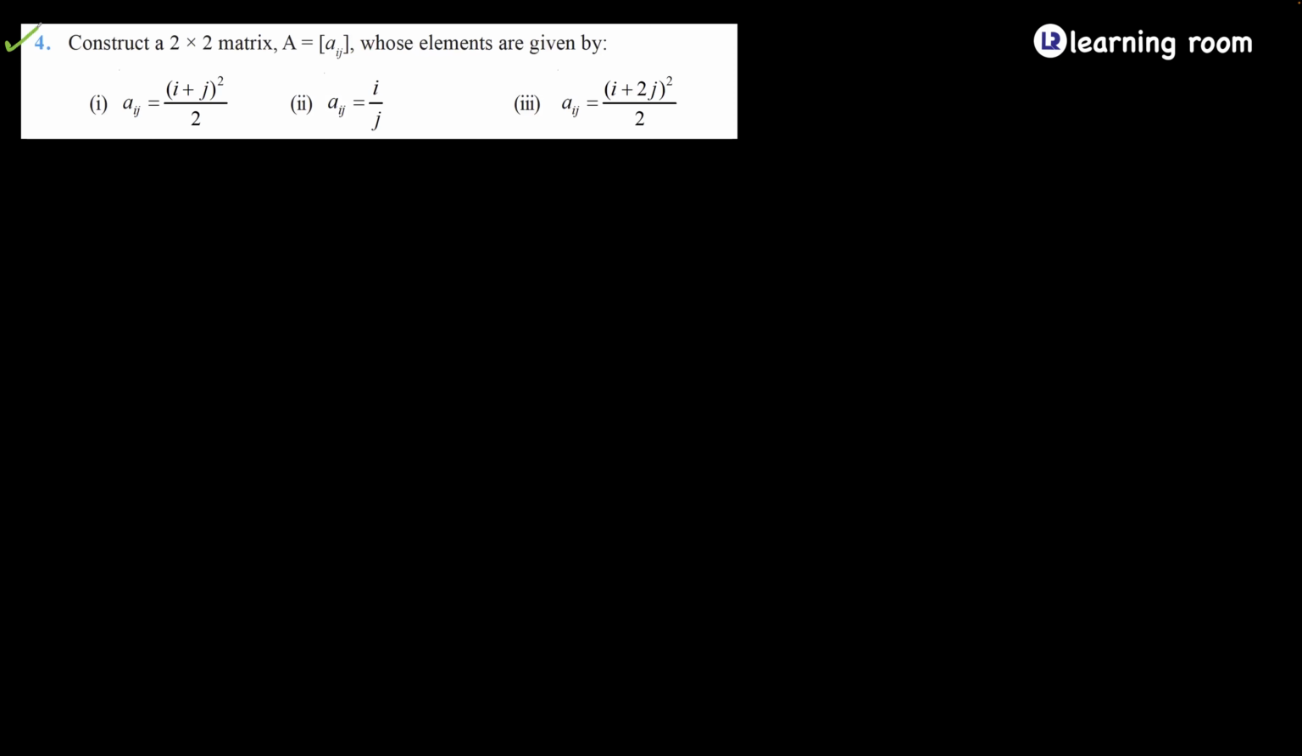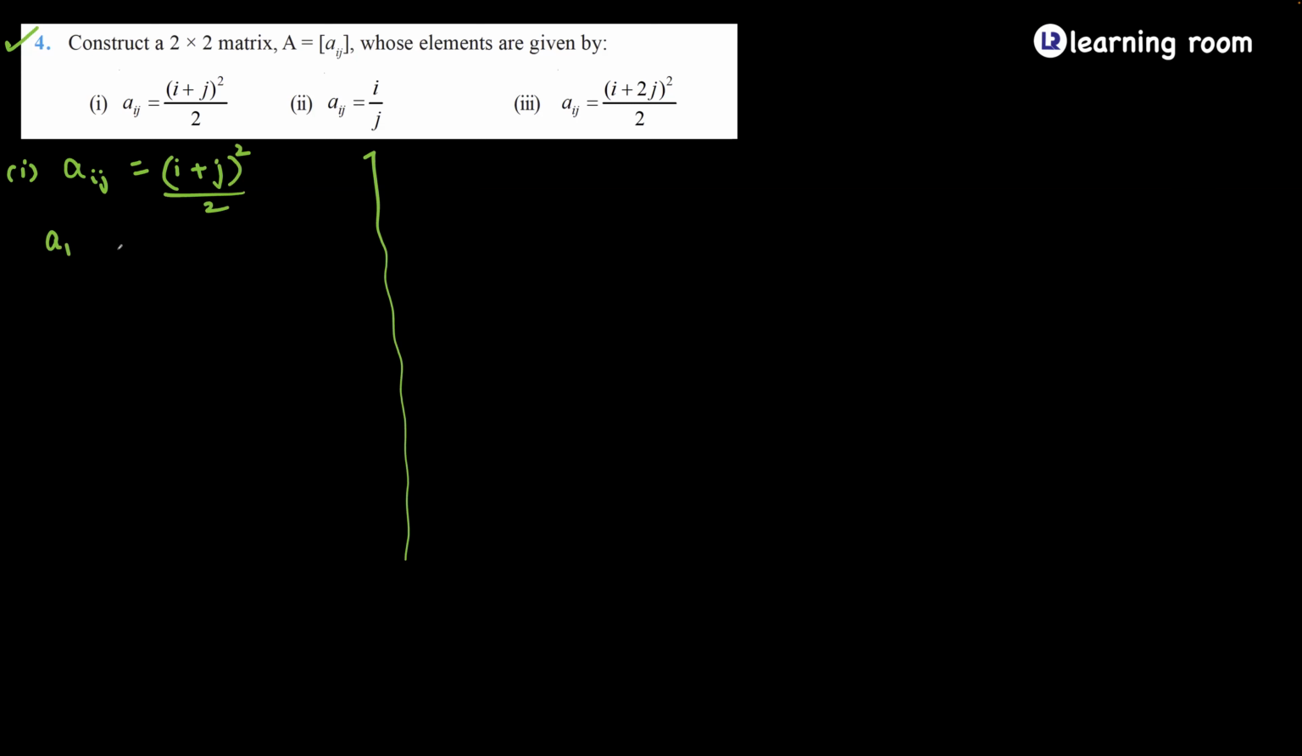Fourth question is, construct a 2 cross 2 matrix where the name of the matrix is A and the elements are Aij, whose elements are given by this relation. So if I take the first one, Aij is equal to (i plus j) the whole square divided by 2. So for 2 cross 2, what will the elements be? 1,1; 1,2; 2,1; 2,2.